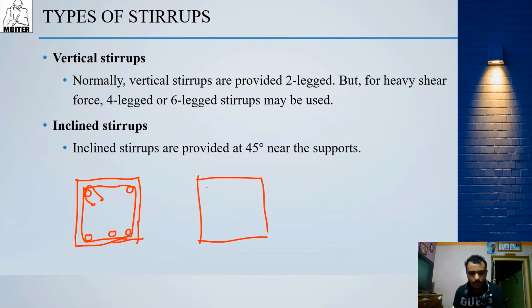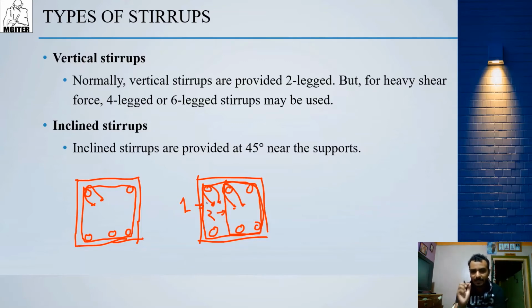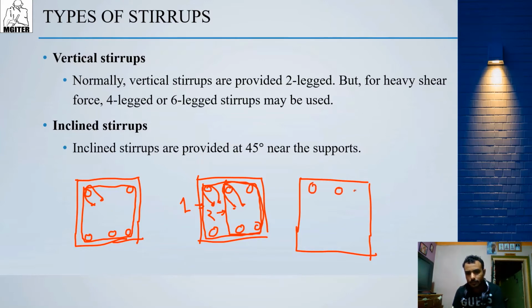And what is four legs? Your one stirrup here is a two-leg stirrup, but one more stirrup follows in this direction. It's called four leg. You can see one, two, three, and four legs. So these are two-legged, these are four-legged. In the four-legged we have two stirrups here, the first one and here the second one, at the same point.